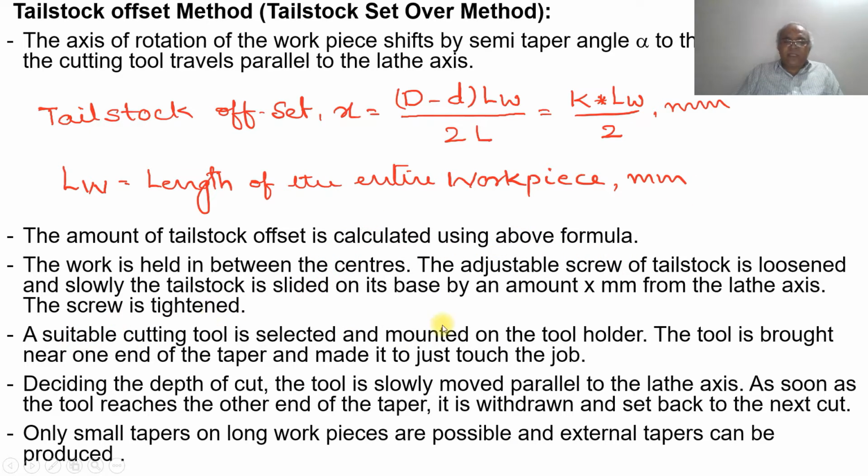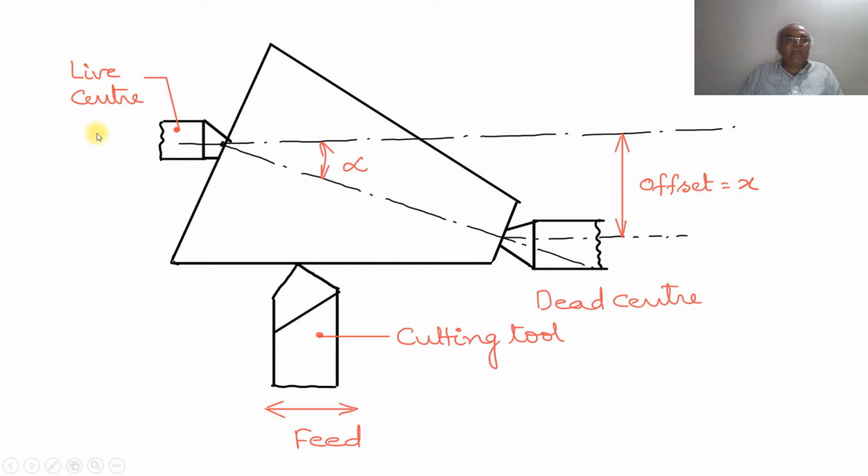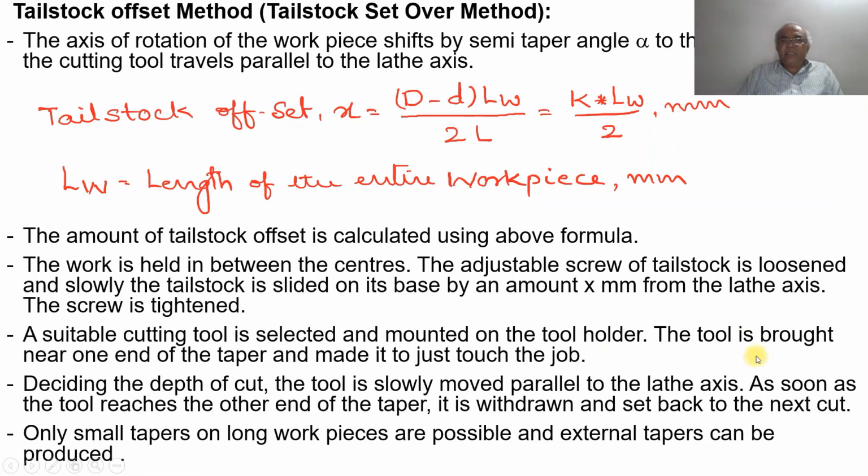The work is held between the two centers, that is, between the live center and the dead center. The adjustable screw of the tailstock is loosened, and slowly the tailstock is slid on its base by an amount of x mm from the lathe axis. The screw is tightened. A suitable cutting tool is selected and mounted on the tool holder, and the tool is brought nearer to one end of the taper and made to just touch the job. Deciding the depth of cut, the tool is slowly moved parallel to the lathe axis.